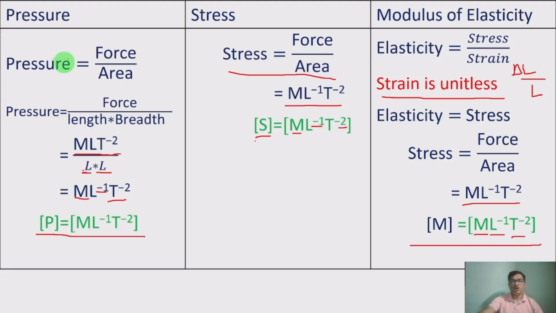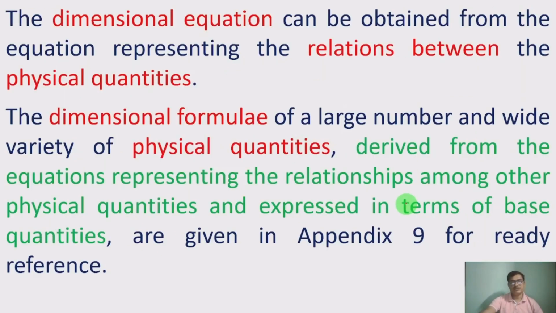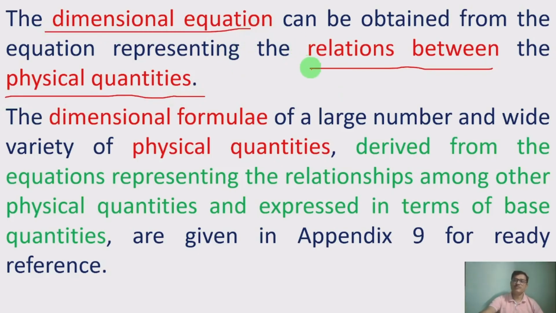We can see here that all three physical quantities, pressure, stress, and modulus of elasticity, have the same dimensional equations. The dimensional equation can be obtained from the equation representing the relation between the physical quantities. That means it can be obtained by taking the relations between the physical quantities, as we have already done.